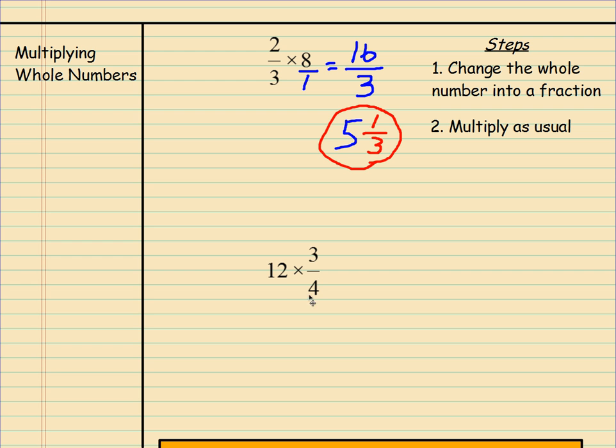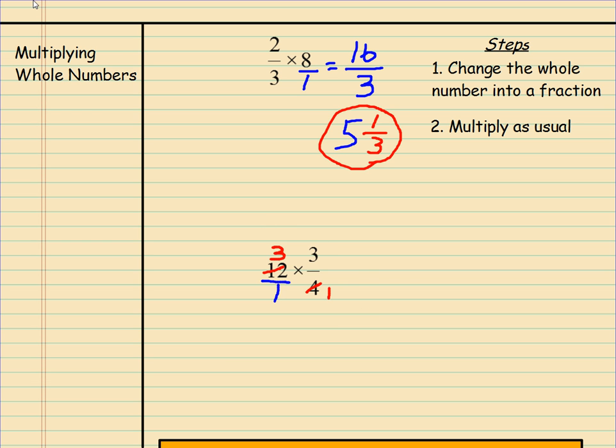12 times 3/4. 12 is not a fraction yet. We make it into a fraction. How do we do that? Make it over 1. Now, I noticed that 12 and the 4 have same factors. We can divide by 4 in both of these. One's a numerator, one's a denominator. 12 divided by 4 is 3. 4 divided by 4 is 1.